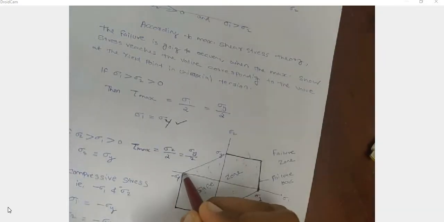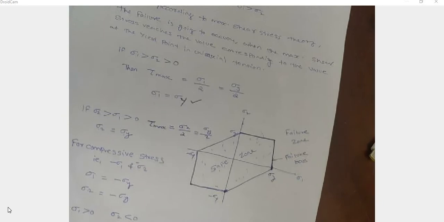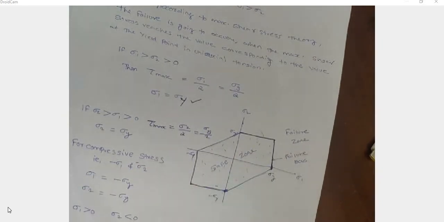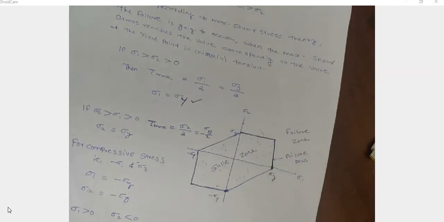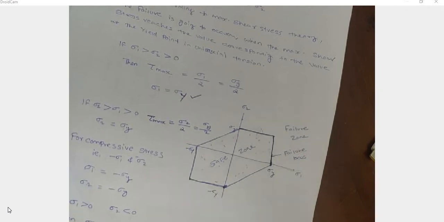Similarly, we can use another equation, sigma 2 greater than 0, sigma 1 less than 0. Again, from this we got this equation. And based on this equation, I can plot this line also. Okay, so inside this region is a safer zone. Outside the region is a failure zone. So we have to select a combination of sigma 1 and sigma 2 such that it should be within this region. Then the design will be safe.